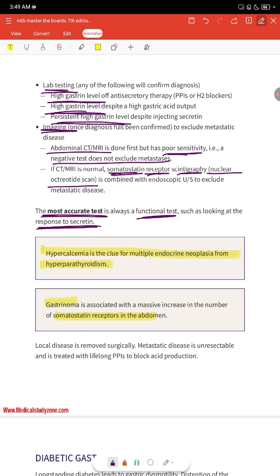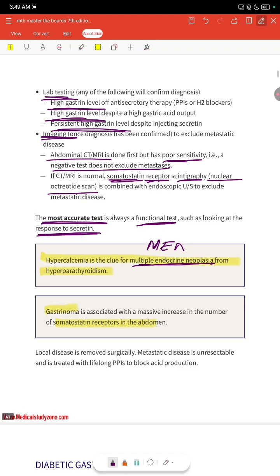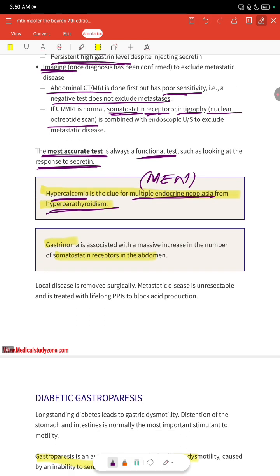So, hypercalcemia is the clue for multiple endocrine neoplasia, MEN. So, when there is this problem called MEN, from hyperparathyroidism, hypercalcemia will be there because of hyperparathyroidism.